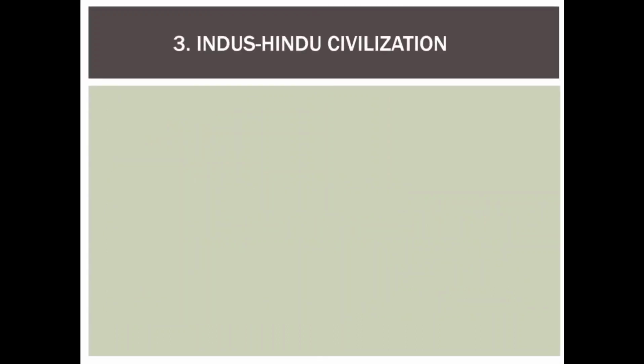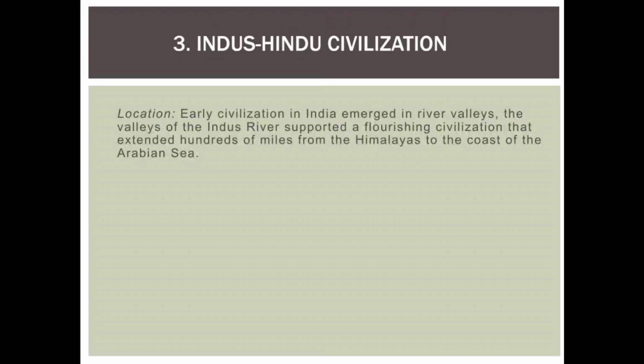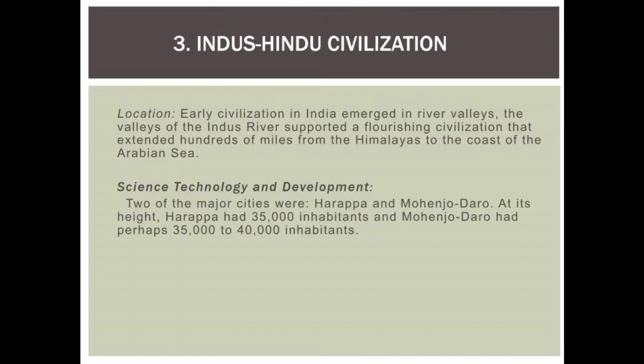The third is Indus-Hindu civilization. Early civilization in India emerged in river valleys. The valleys of the Indus River supported a flourishing civilization that extended hundreds of miles from the Himalayas to the coast of the Arabian Sea. Science and technology development of Indus-Hindu civilization.